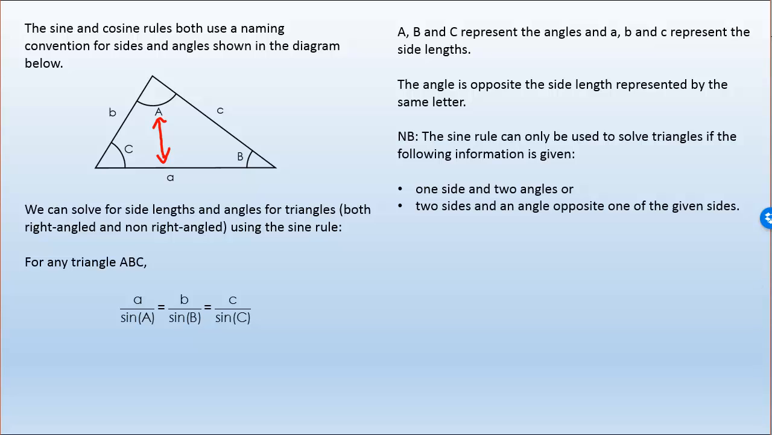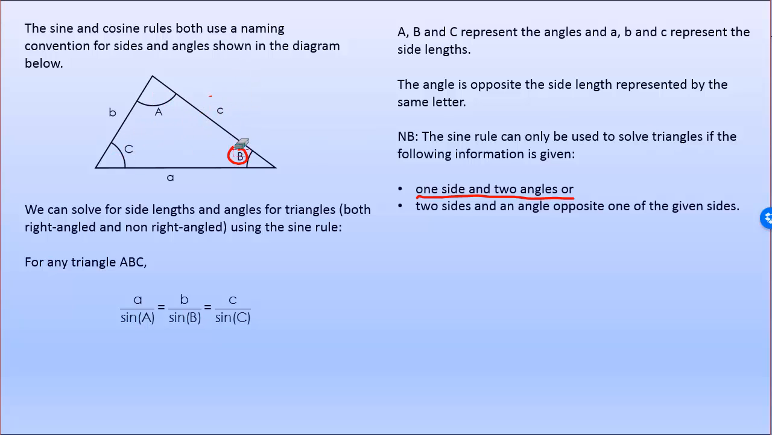So what are we saying here? Let's look at those situations on this diagram again. One side and two angles. Well, remember, if we know two of the angles, we also know the third, because we know the angle sum is 180 degrees. So we can always work out what all three angles are if we have two of them. Then suppose we have a side. That's one of the situations in which we can use it.